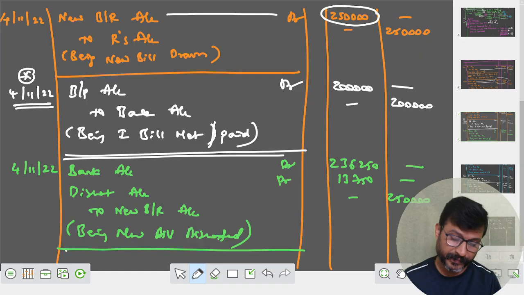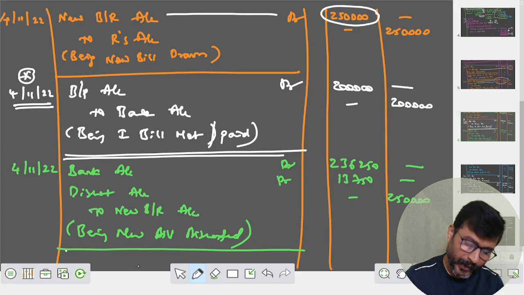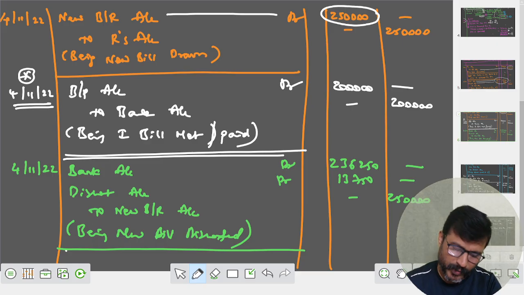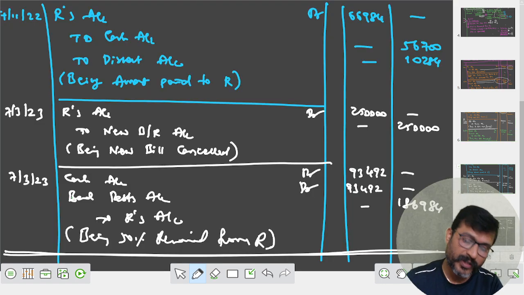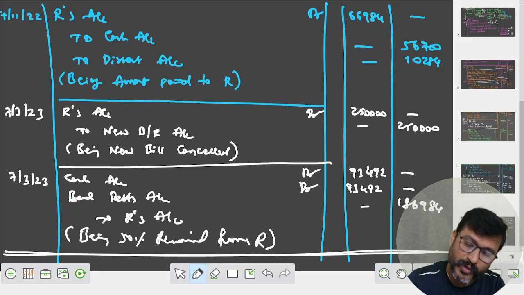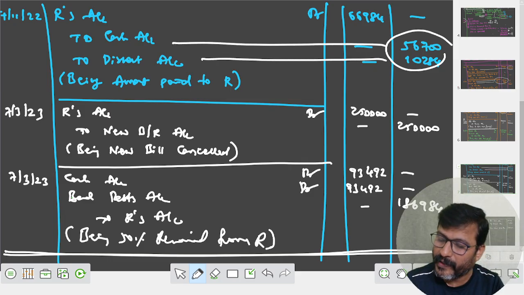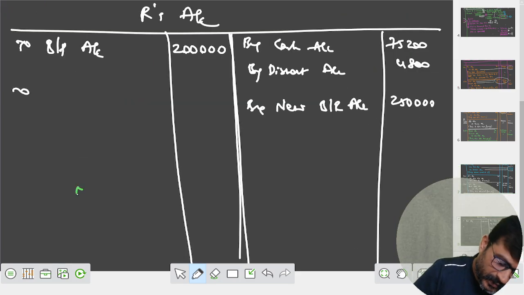After that, see what happened here. New BP account debit to bank. Since we are not having any R, right? No corresponding entry. Next, bank account debit, discount account debit to new BR. Here also no R. Leave it. Then what happened in the next stage? R's account debit, to cash, to discount. Both are in the credit side of journal, so they come where? Debit side of ledger.